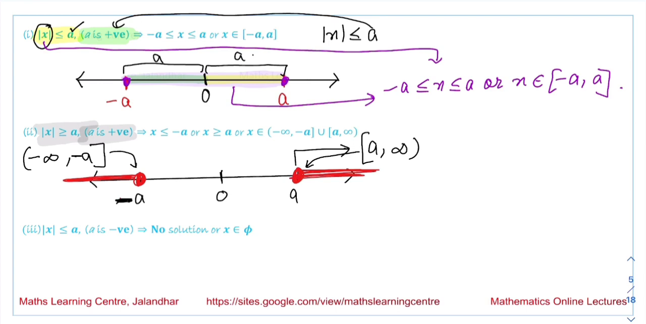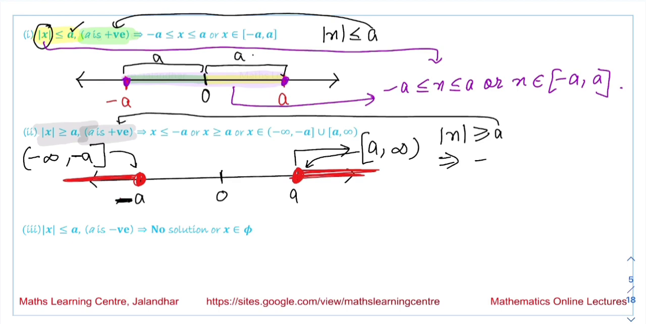So mod of x is greater than or equal to a, for a a positive real number, represents the interval minus infinity to minus a, union all the points a to infinity. This is the region we are talking about. These are the points that are included in this set.